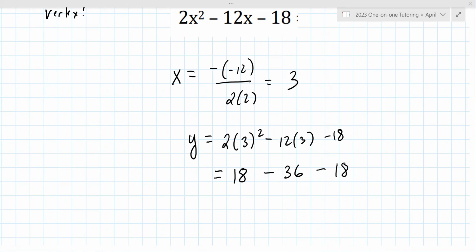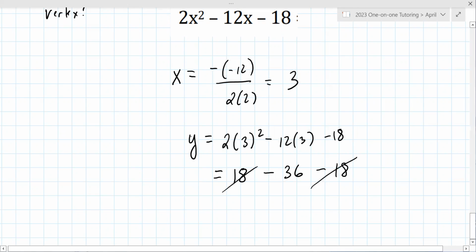Yeah, so it's 3 and negative 18. So I think you just, so do you see what's on my screen here? Wait, 18, no, I just did. I did it again. The two 18s cancel, and that leaves you just negative 36. Yeah, there you go.